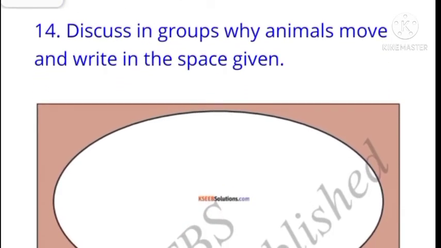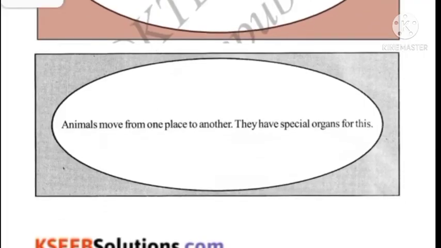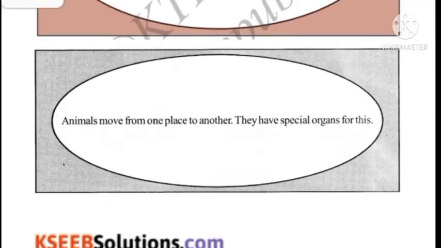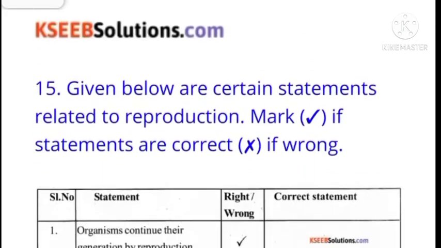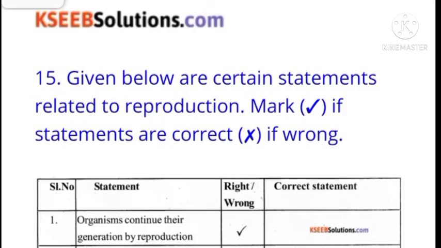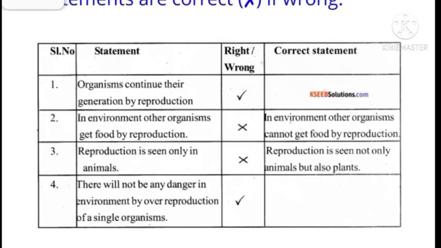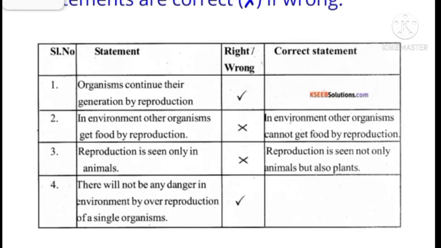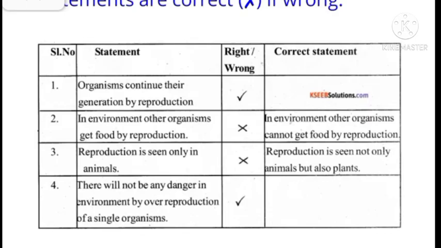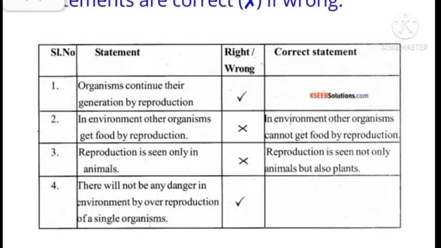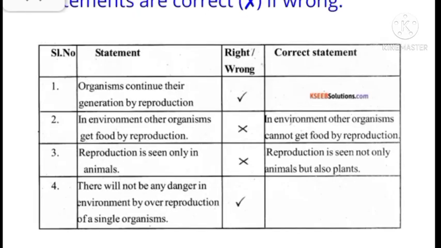Now discuss in group why animals move and write them in the space. Animals move from one place to another. They have special organs for this. Now given below are certain statements related to reproduction. Mark right if statements are correct, wrong if wrong. Okay. Now statement number 1, organisms continue their generation by reproduction. Correct. In environment, other organisms get food by reproduction. Wrong. In environment, other organisms cannot get food by reproduction. Reproduction is seen only in animals. Wrong. Reproduction is seen not only in animals but also in plants.